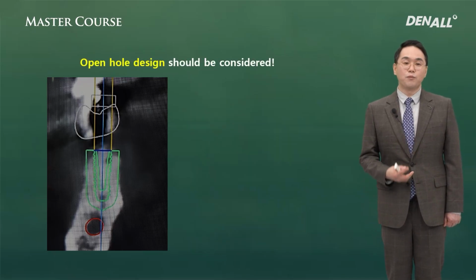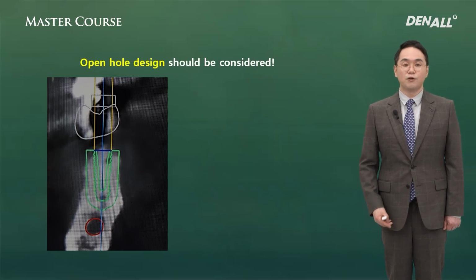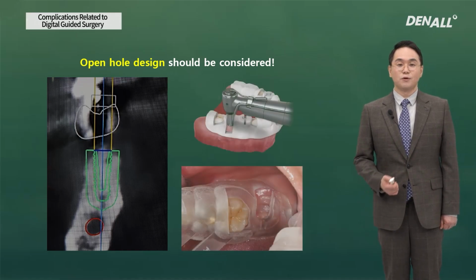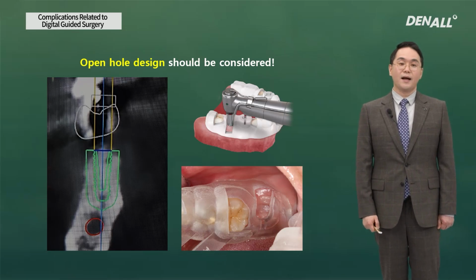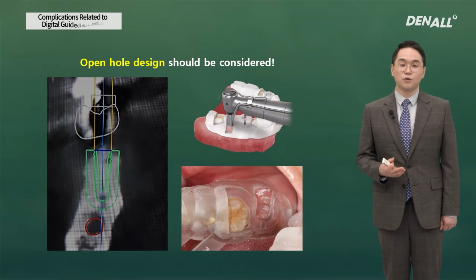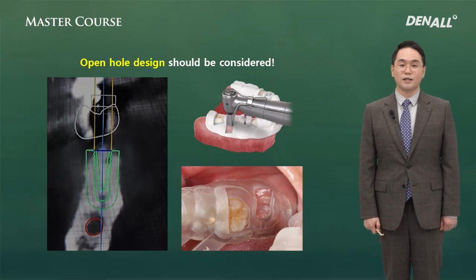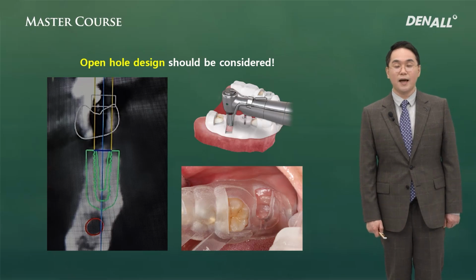If we are to place an implant in D1 bone, a lot of heat is going to be caused. In Osstem, when you use One Guide, the lateral open hole type guide can be used as an option, and this will help in increasing the amount of irrigation to minimize thermal damage.